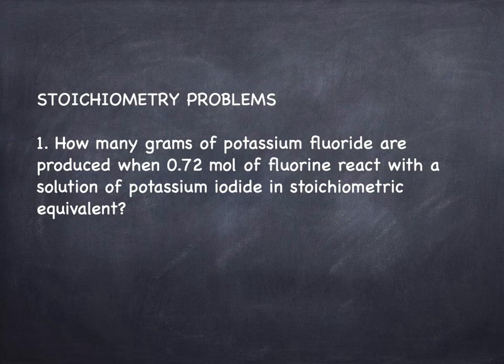How many grams of potassium fluoride are produced when 0.72 moles of fluorine reacts with a solution of potassium iodide in stoichiometric equivalent? So get yourself a balanced chemical equation, identify your knowns and your unknowns, check the map, set up your game board, work through the problem, pause the video while you're doing that, and then we'll come back and do a guided solution.